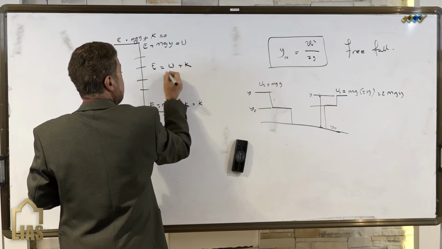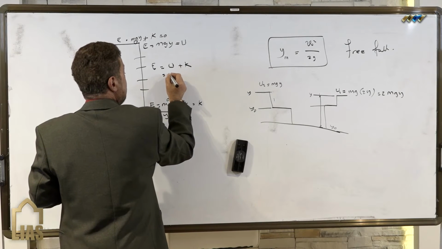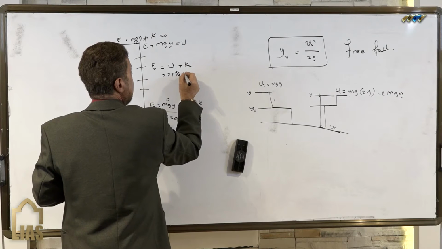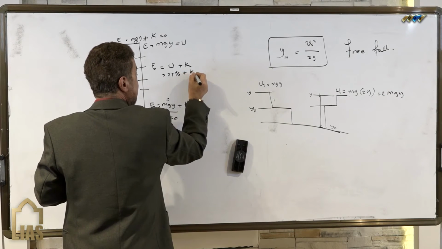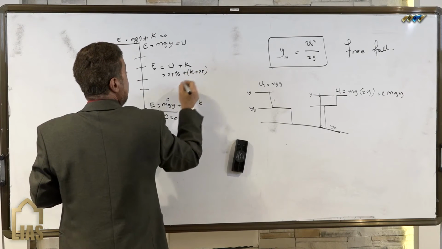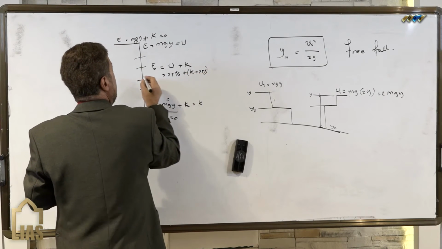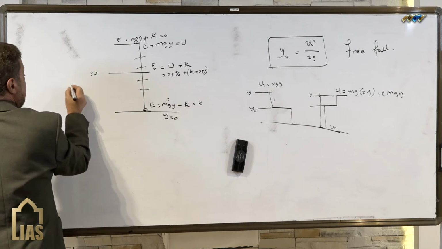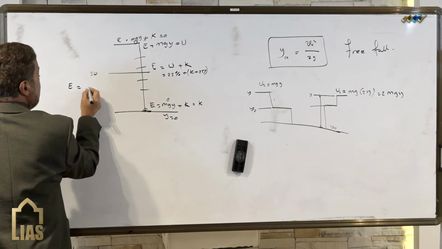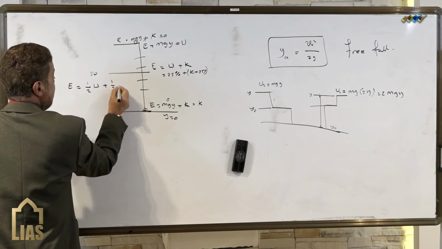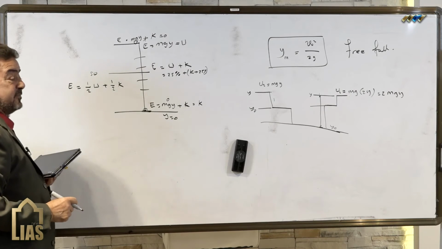If you lose 25% here, then you gain 25%. In the middle, 50%, E is equal to half of potential energy plus half of kinetic energy, and so on.